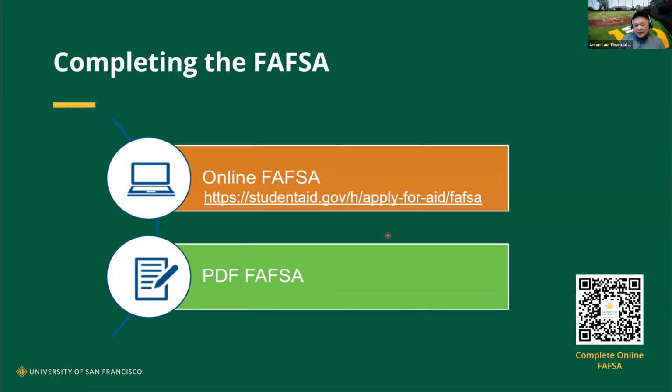The other way to submit the FAFSA is a paper or PDF FAFSA. With this, you unfortunately have to print it out and mail it, and I've heard it takes 3 to 4 weeks for the paper FAFSA to process. So this is quite lengthy in terms of timeline. So we always recommend the online FAFSA. I do understand that there are situations where somebody might have to do a paper FAFSA, but that will take a little bit longer to process.